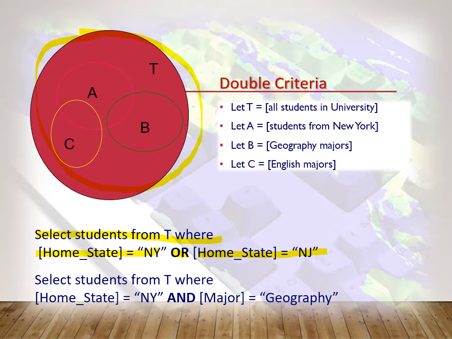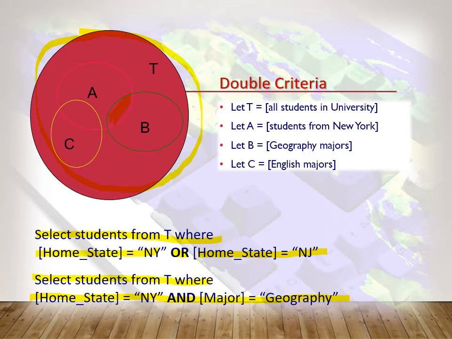However, on the bottom, the home state must be New York and your major must be geography. So it's not whether you're from New York or whether you're geography. No, you have to be from New York and be a geography major. So your selection is going to be much smaller, most likely. So that's the difference between AND and OR. AND is like an intersect. In fact, if I look at this diagram up here, if New York again is A, and geography is B, then this part right here is the only part of that population from the one on the bottom.